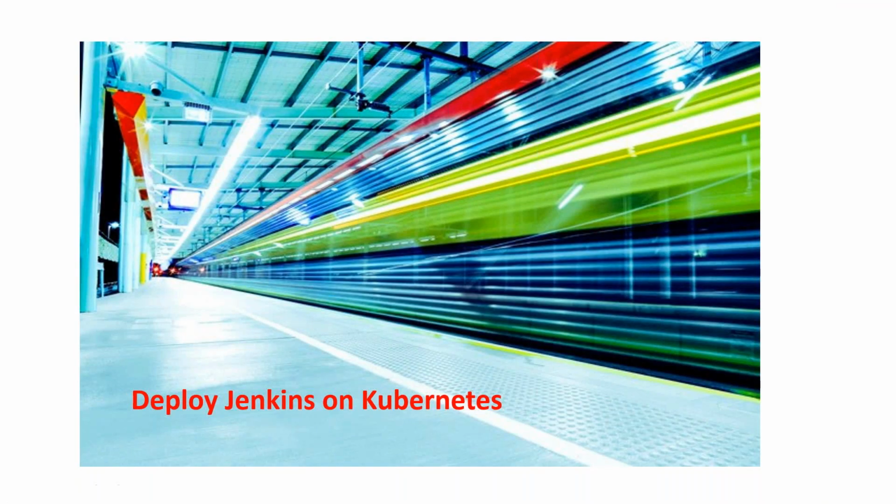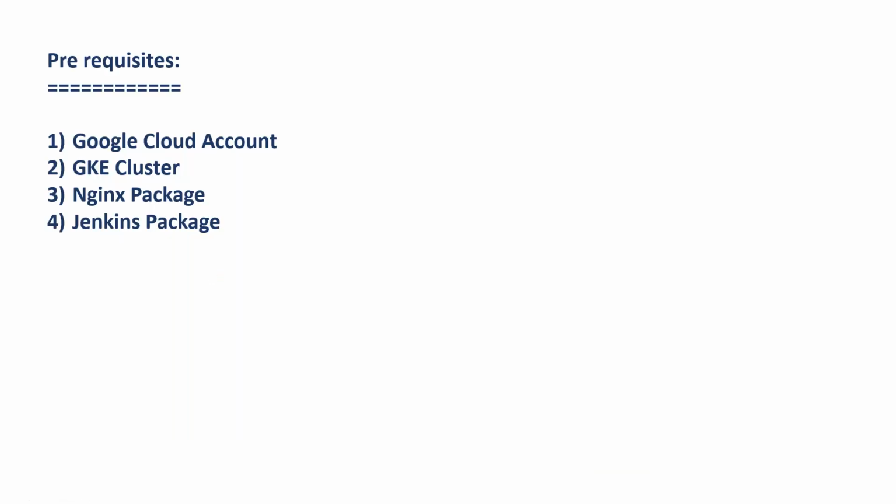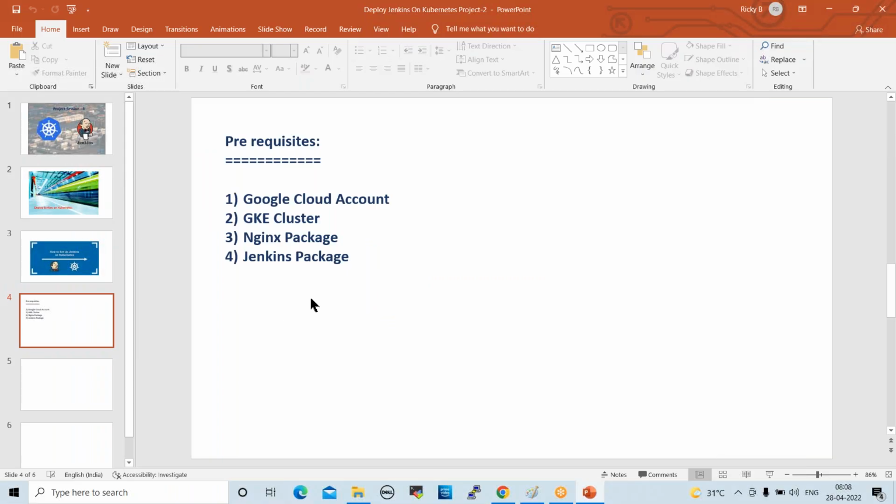Deploy Jenkins on Kubernetes. Before deploying Jenkins, we deploy Nginx first. How to set up Jenkins on Kubernetes, I'll show you. The prerequisites: we require a Google Cloud account and a GKE cluster. The GKE cluster is to be created on the Google account, and the Nginx package and the Jenkins package are also required to perform this activity. These are the prerequisites. This project will take nearly 45 minutes. We'll perform this.